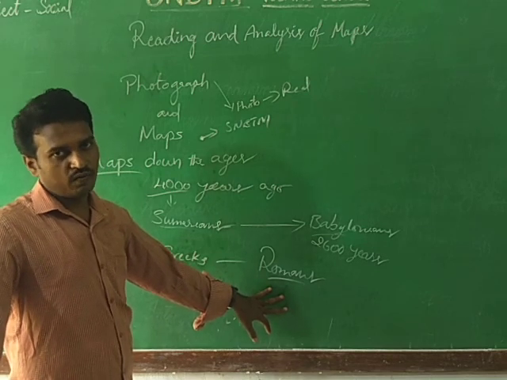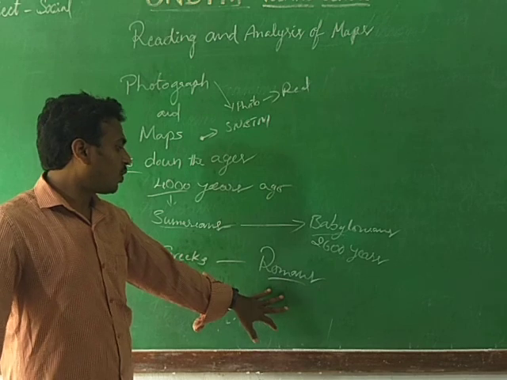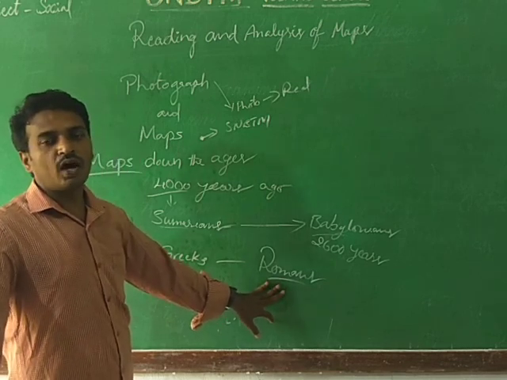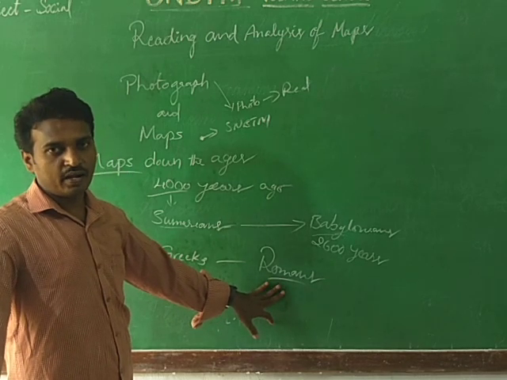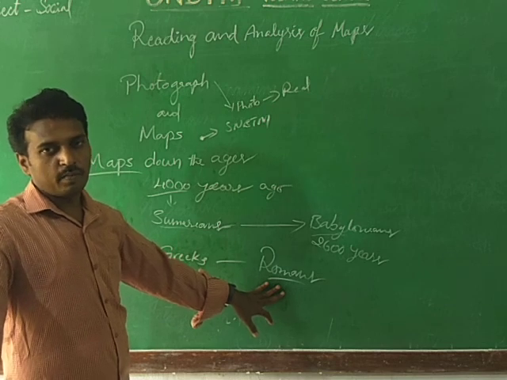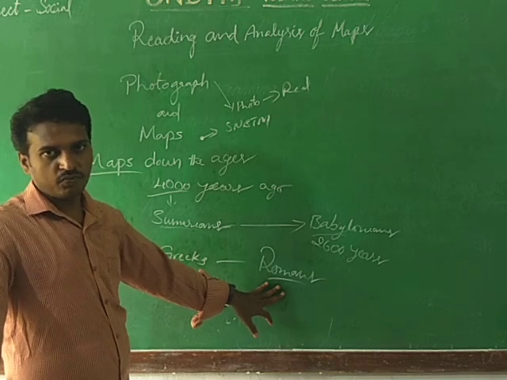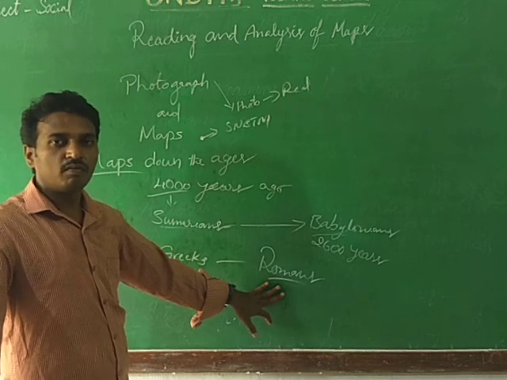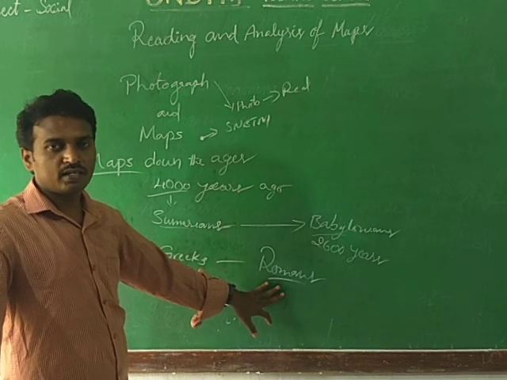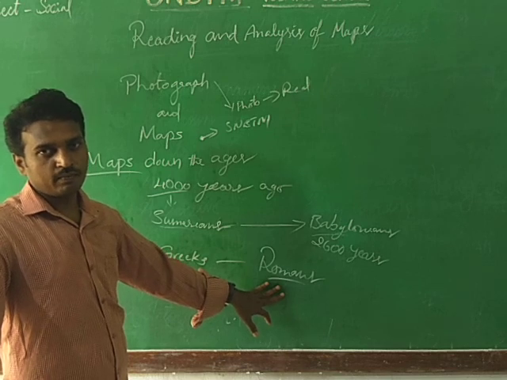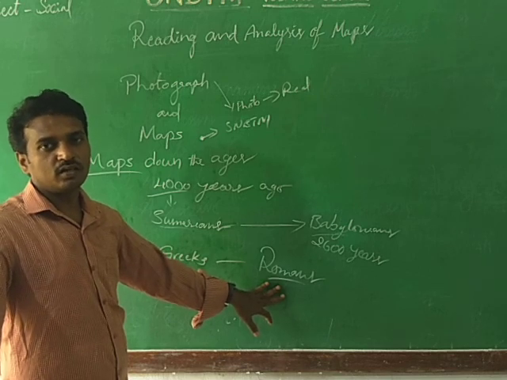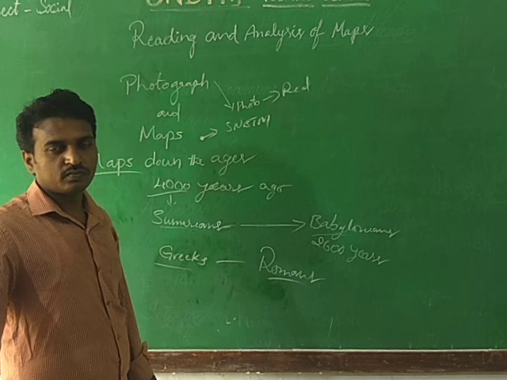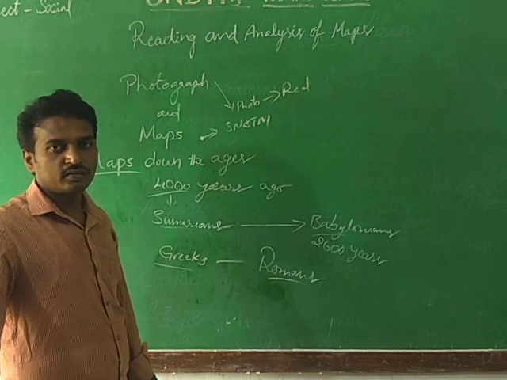East to west. In the same way, Romans also put their place in the middle of the map and prepared the maps. Getting my point? They also prepared the maps by putting their place in the middle of the map. In that way, they prepared. Getting my point? Understanding?